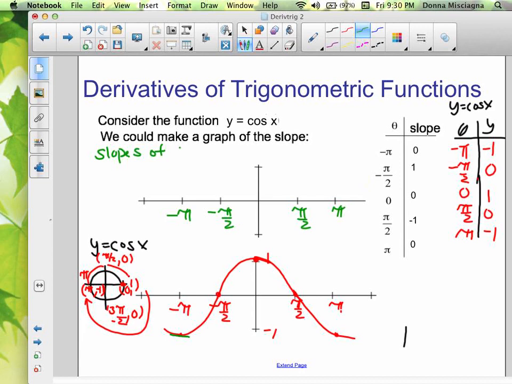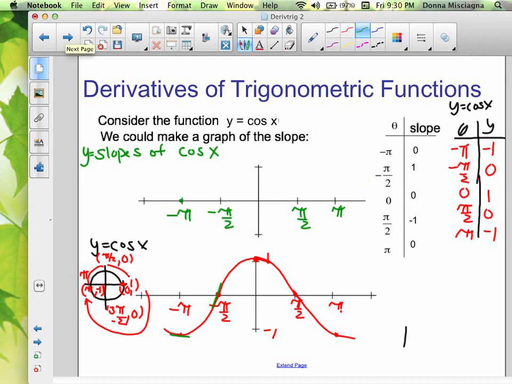of y equals cosine x. Or I can just put y equals the slopes of cosine x. All right, so let's get the rest of our slopes here. Negative pi halves, right, looks to be like a slope of 1. A little bit of an eyeball there. However, I'm telling you it's 1. So now I'll make it easy for you.